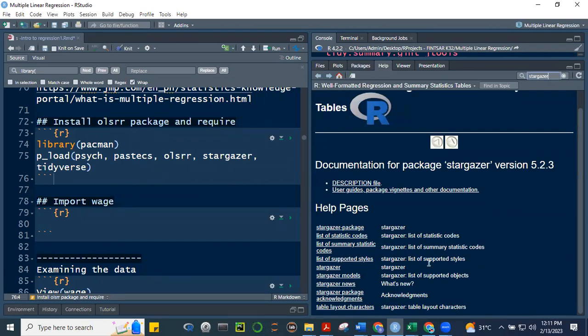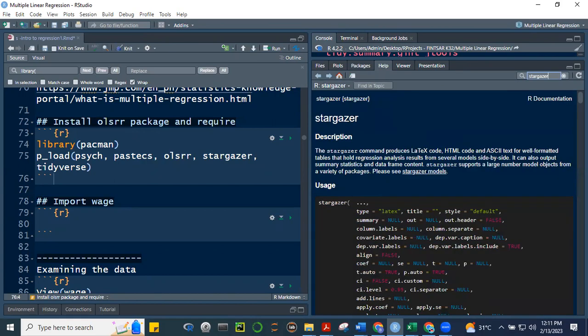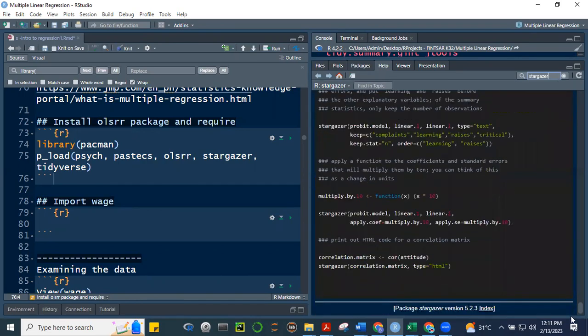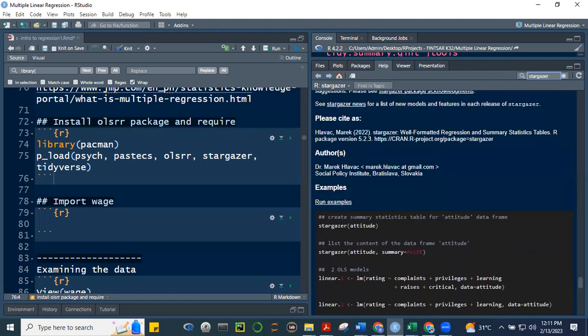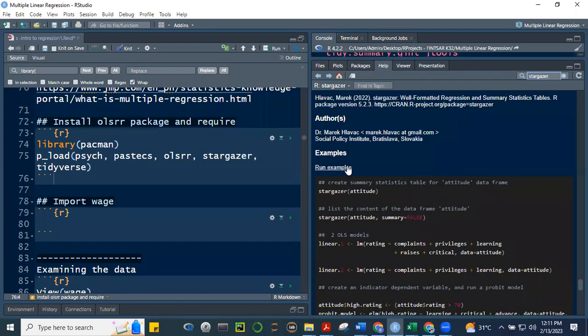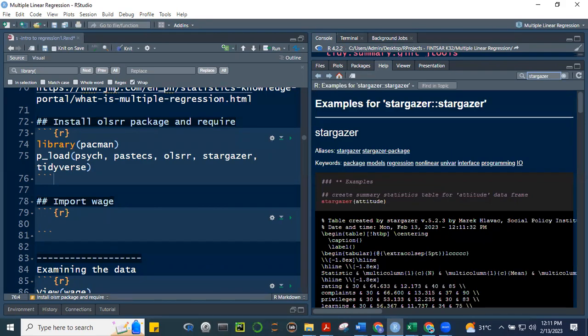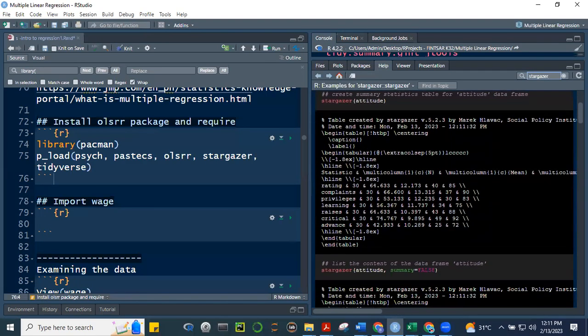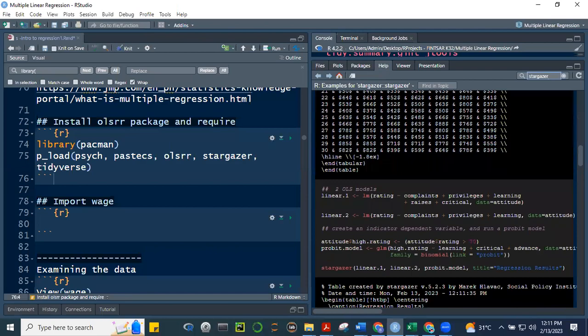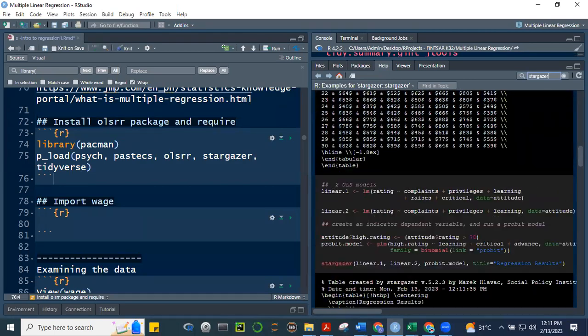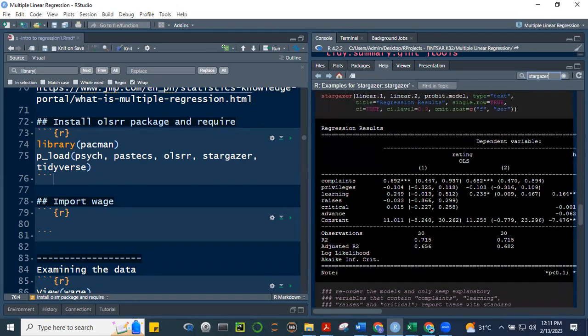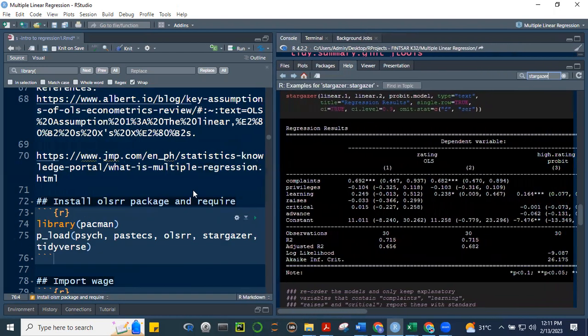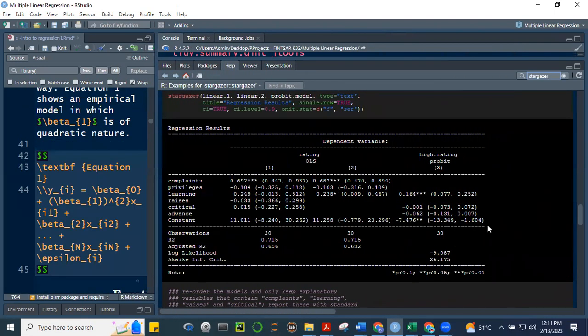Okay, ito. Let's see, Stargazer. May example ba siya? Okay, ito, example. Run example. Okay, so hindi siya masyadong kita dito. Pero if we, yan, ito tingnan nyo ito. Take a look at this table below. This is the Stargazer output.